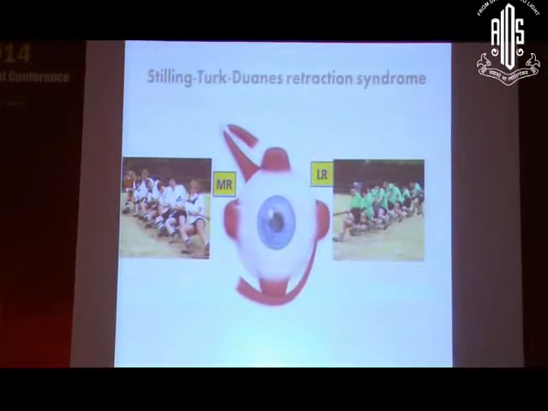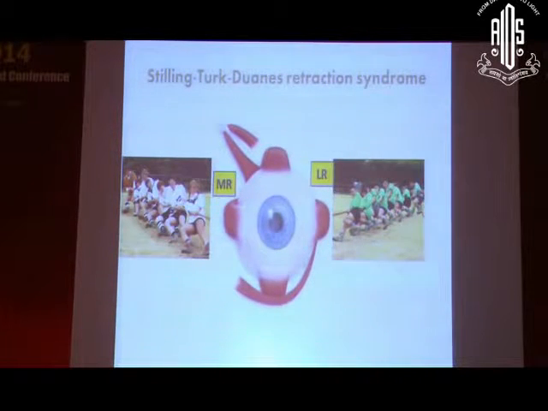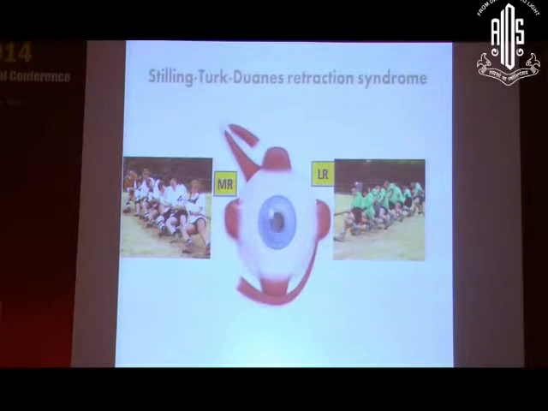Before going ahead, just a word about Duane's. In Duane's, when the LR is supposed to get supplied during abduction, it is having no supply, and when it is not supposed to get supplied during adduction, it is getting innervation from the medial rectus, thereby having co-contraction of both the muscles.